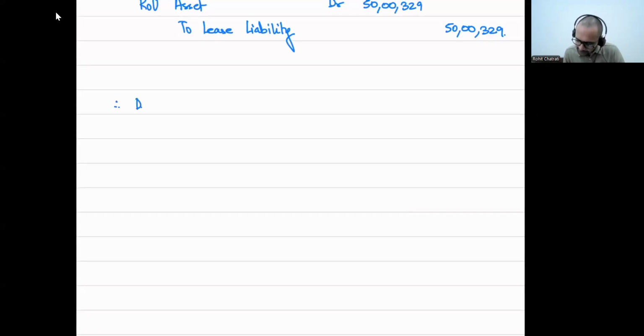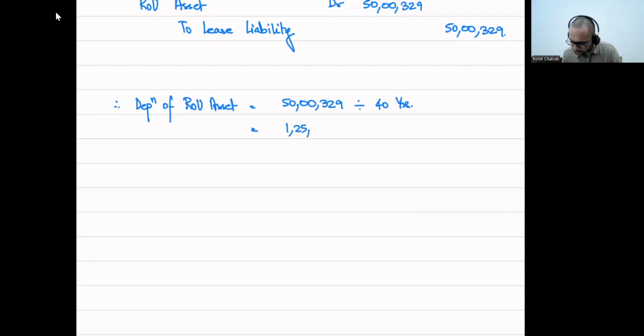Therefore, depreciation of ROU asset is equal to 50 lakhs 329 divided by 40 years. That is going to be equal to 1,25,008 rupees per annum. So we are going to charge a depreciation of 1,25,008 rupees for the next 40 years, and at the end of the 40th year, this asset will go down to zero.